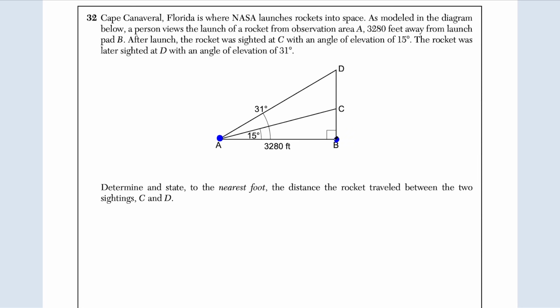And the person observes the rocket go up, and at point C, when the rocket is this high up, the angle of elevation is 15 degrees. And then a moment later, when the rocket is up here at point D, the angle of elevation is 31 degrees. Now for the actual question, we have to determine and state to the nearest foot the distance the rocket travels between the 2 points C and D. So what we're basically finding in this question is the length of this segment.